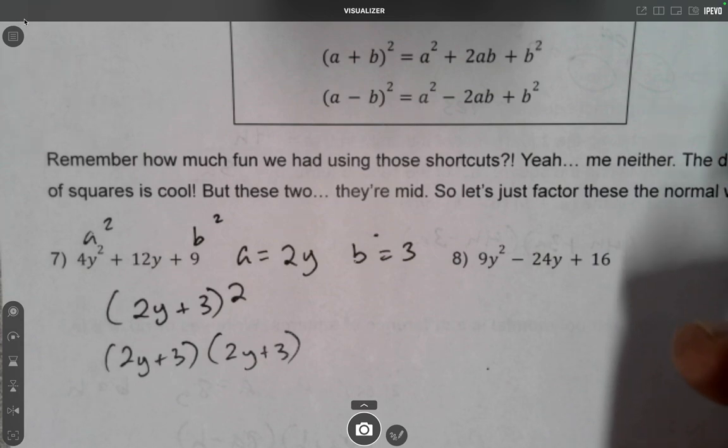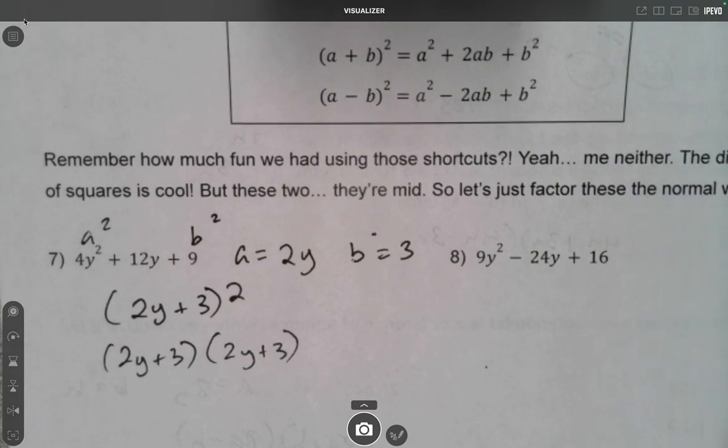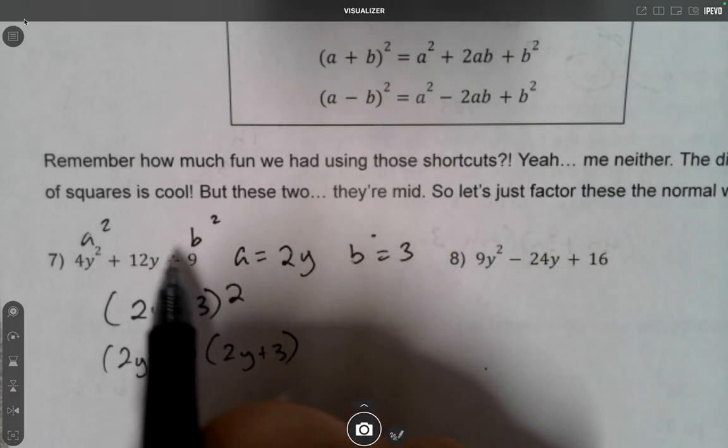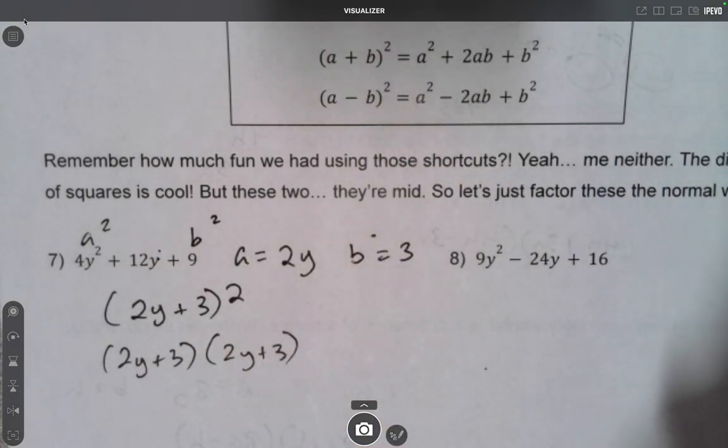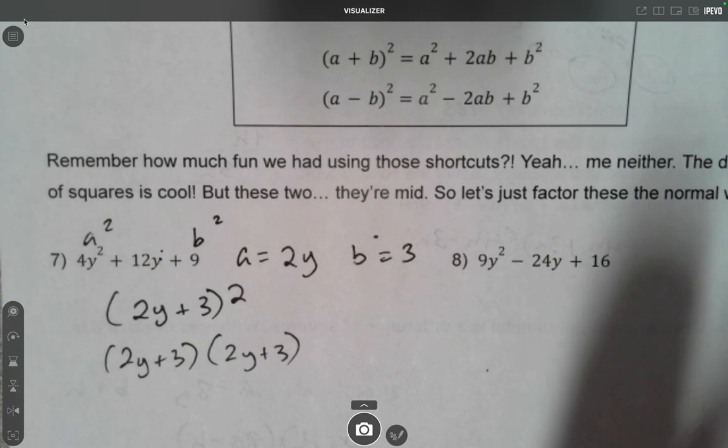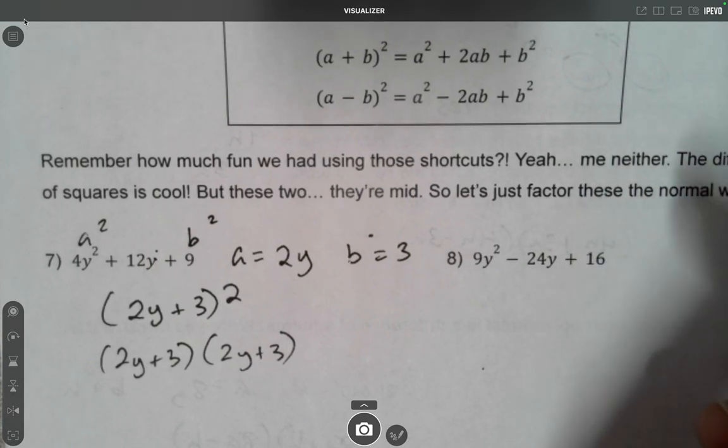So it's not that this method is hard, just honestly speaking, it's a little difficult, especially because of the middle term, to recognize, oh, it's this form. I should use this shortcut. But if you're able to, more power to you, and use it.